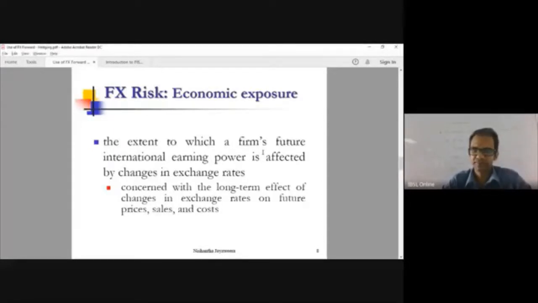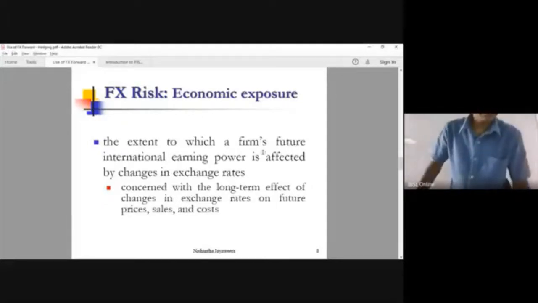How? If the exchange rate depreciates, what would happen? The price of some of the imported goods will increase. That will have an impact on us. Inflation might increase in Sri Lanka. So through that, we get the exposure to the foreign exchange risk.